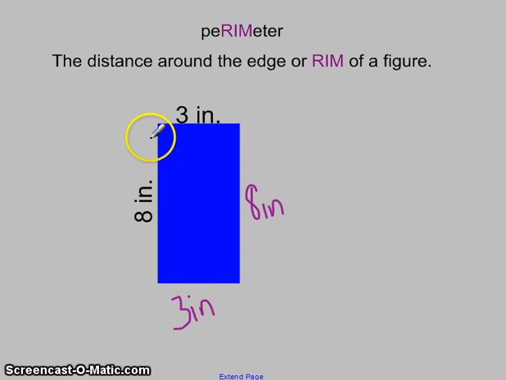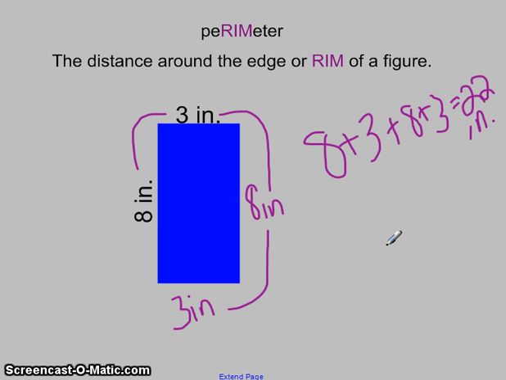And then I could add 8 plus 3 plus 8 plus 3, and this would give me a perimeter of 22 inches. Now just like before with this problem, I would probably think of it as double 8s and double 3s and add that up for a perimeter of 22 inches. Can you think of another way you could add the numbers to calculate your perimeter?